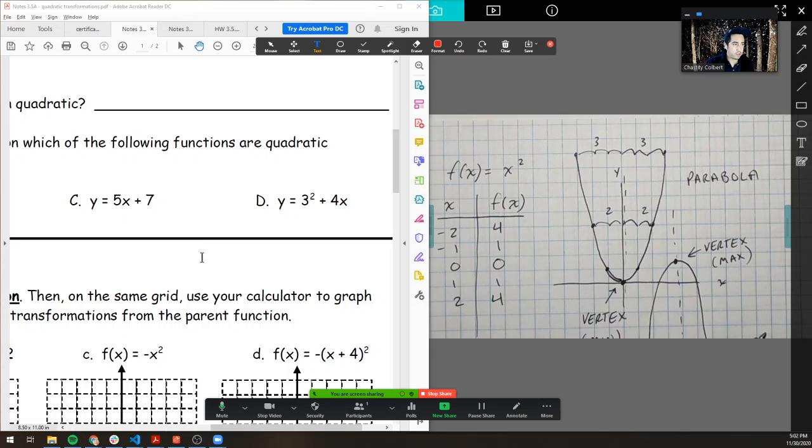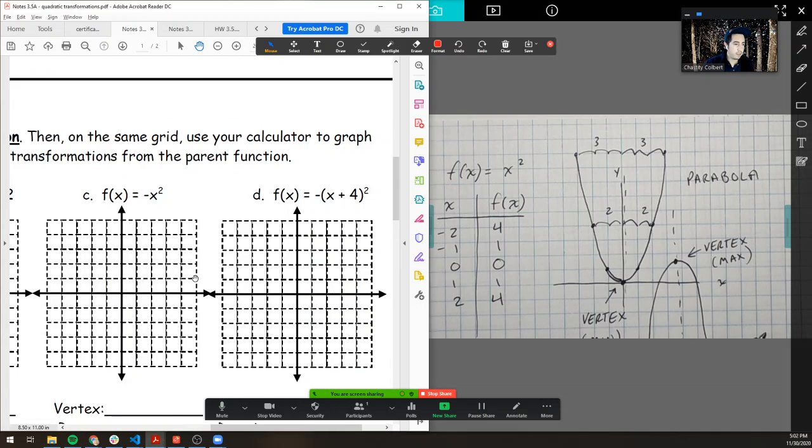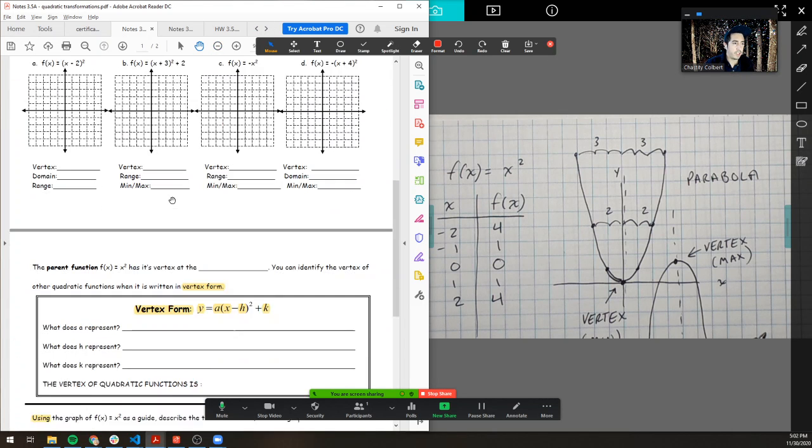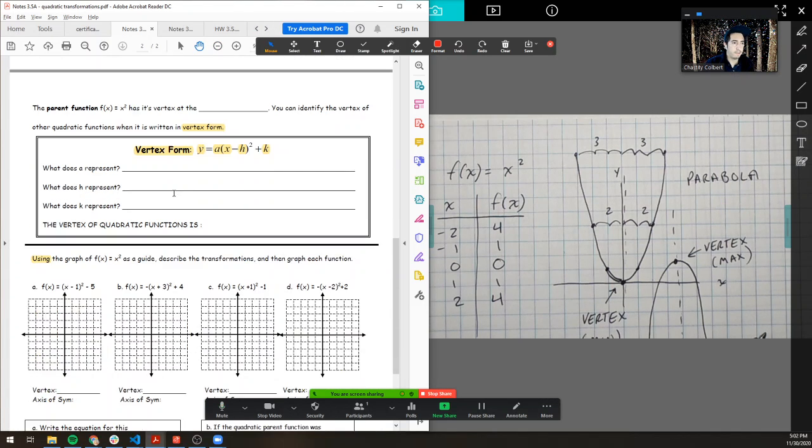Okay, so let's keep going. I'm going to skip this quadratic functions part for a second, and you'll see why. I'm going to go down to the next part of the notes. I'm going to zoom in a little bit more now.